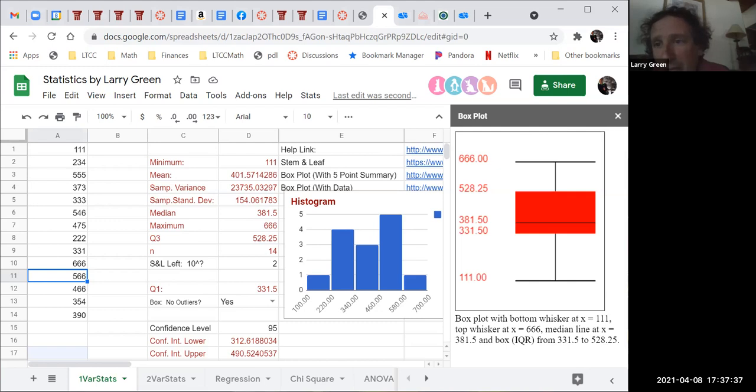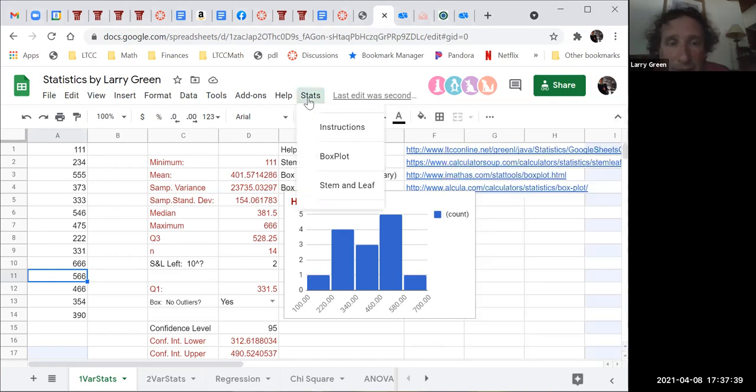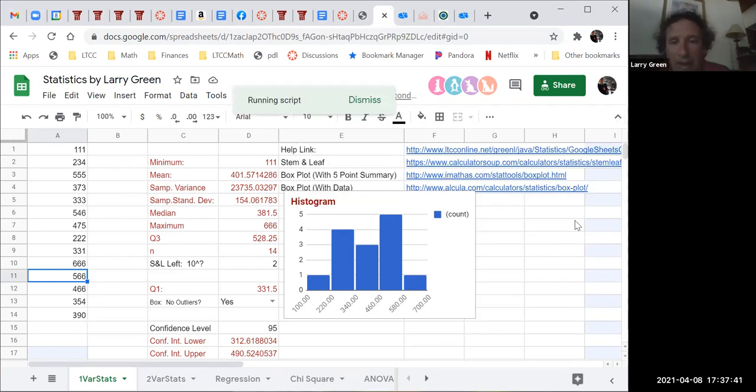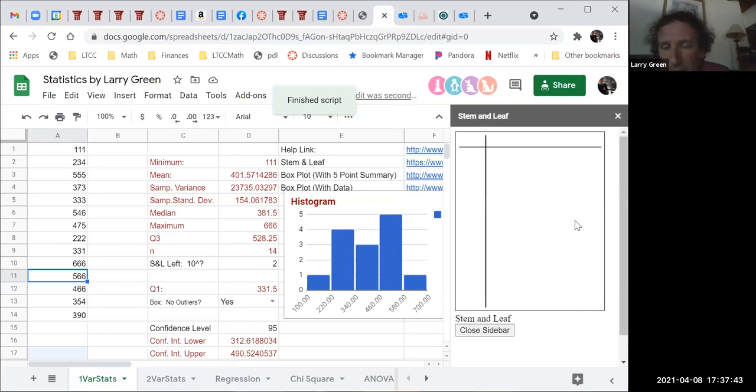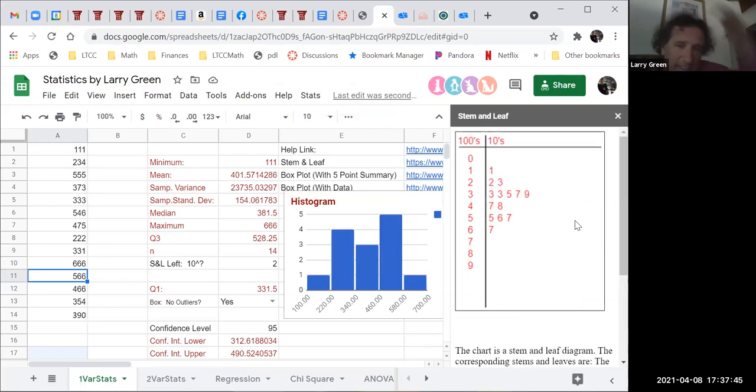Oh, sorry, I don't want box plot. I want stem and leaf again. Much better. All right, so this one, you'll notice it's unimodal. Do you see that? The mode is in the 30s.